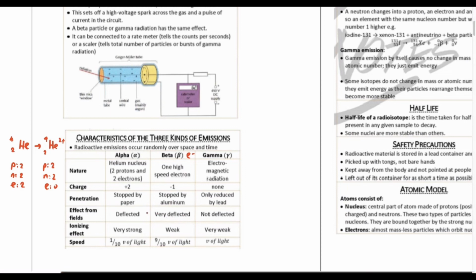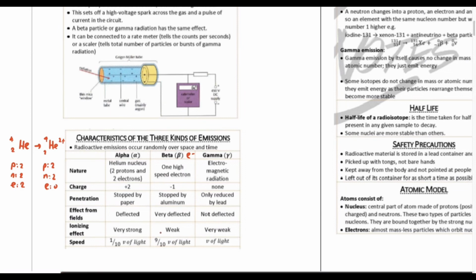And very deflected. Very deflected compared to alpha, right? Alpha is deflected only, without the word very, because it is heavier. Beta is electron, which is lighter. So if you want it to deflect, it's easier. That's why they put here very deflected. You put this in an electric field, it will deflect quickly to the positive terminal, as it is light.